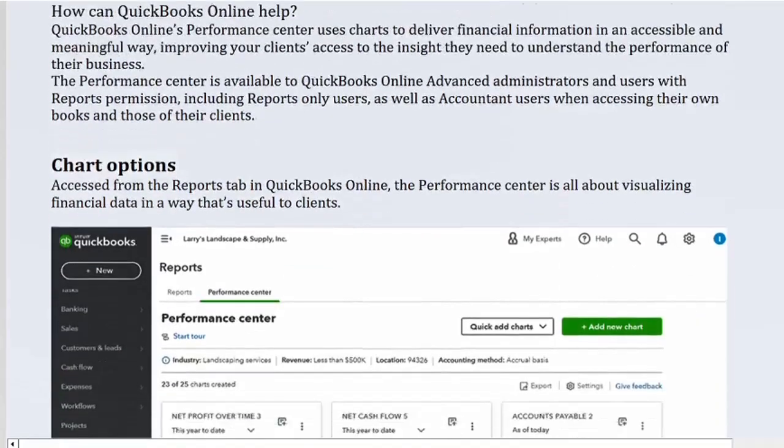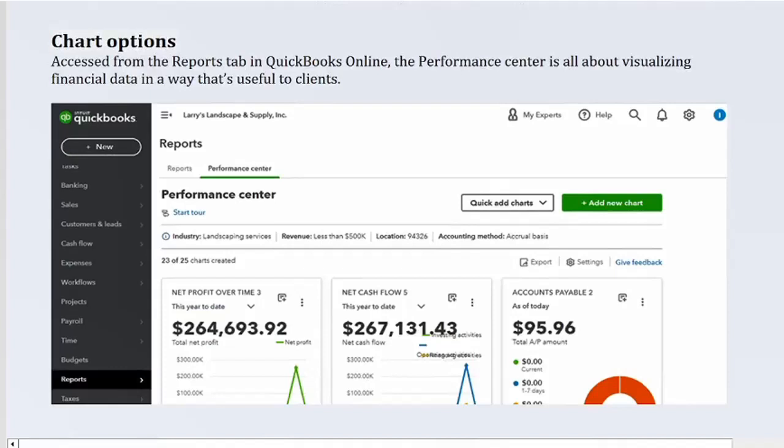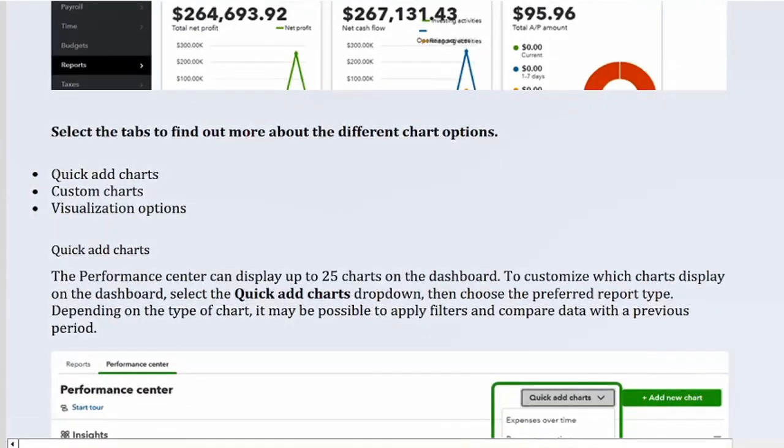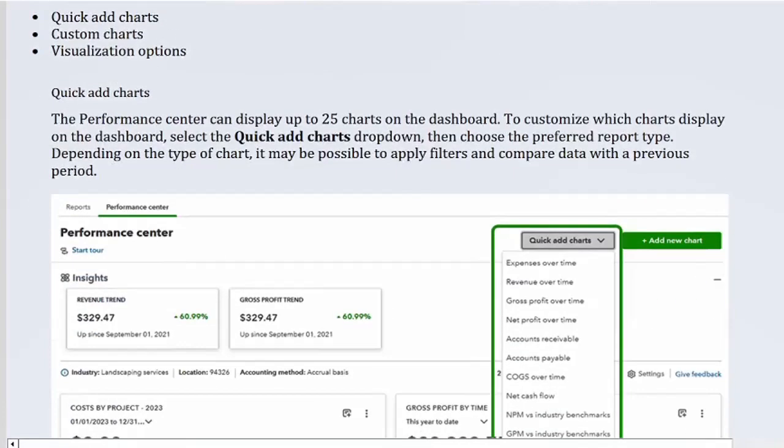Chart options. Access from the Reports tab in QuickBooks Online. The Performance Center is all about visualizing financial data in a way that's useful to clients. Select the tabs to find out more about the different chart options. Quick Add Charts, Custom Charts, Visualization Options.